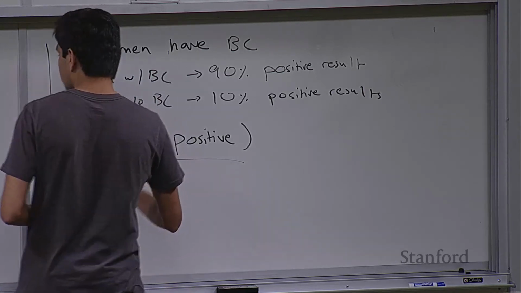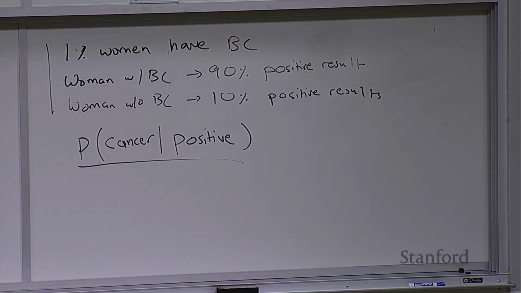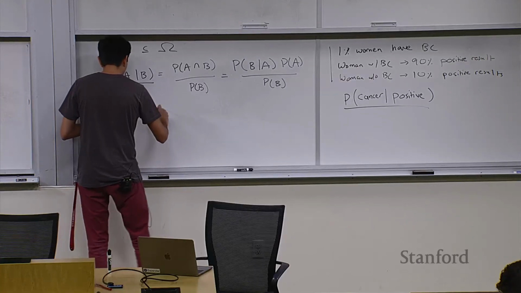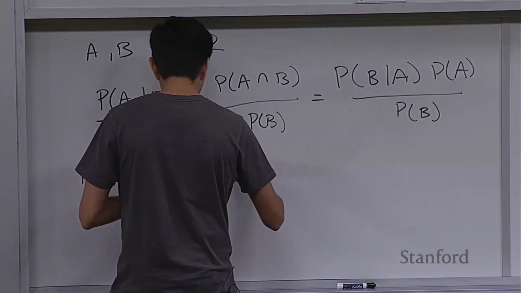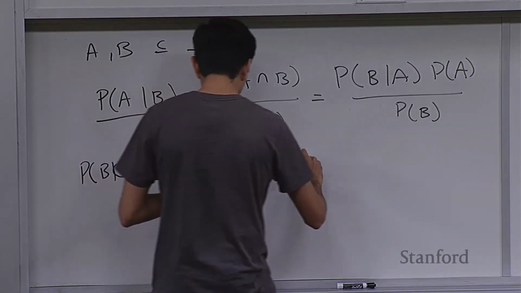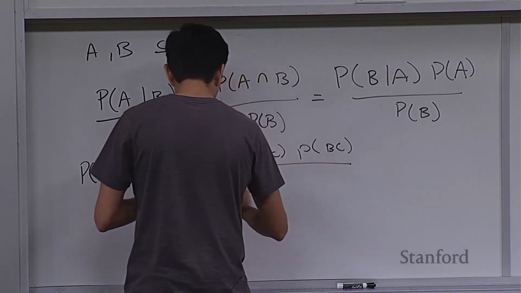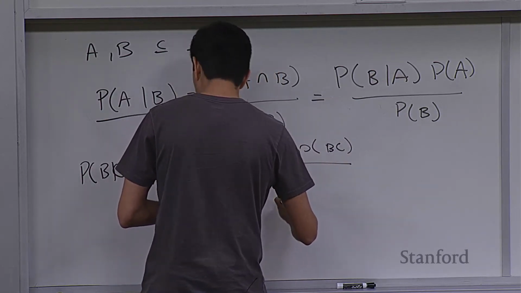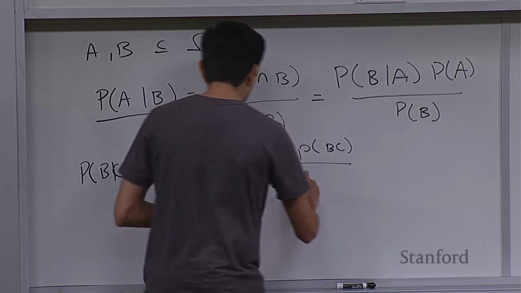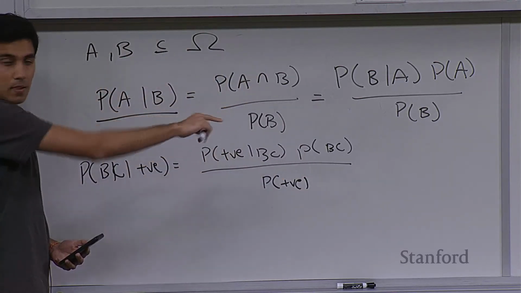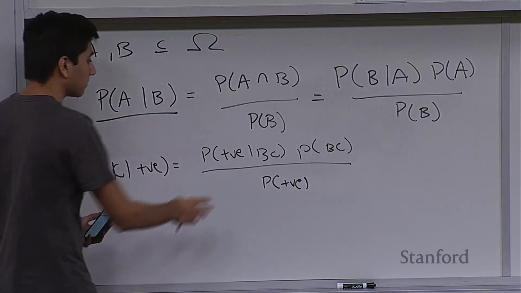How we can write this, moving back to this board, is P of BC given positive test equals P of positive given BC times P of BC, all over P of positive. So far, so good? Does this equation make sense from that problem? This is what we have so far, and what we'd like to do is compute this.